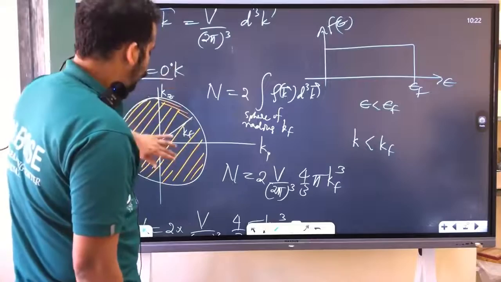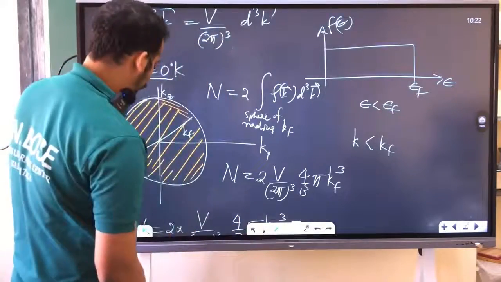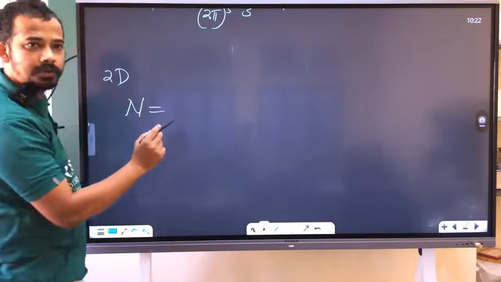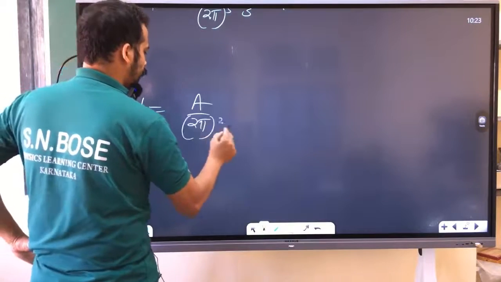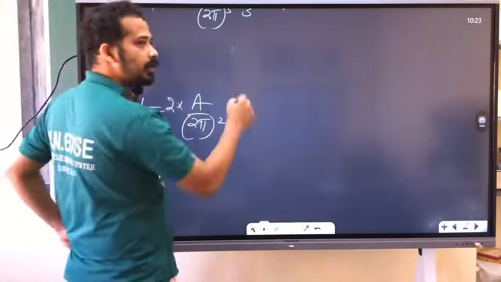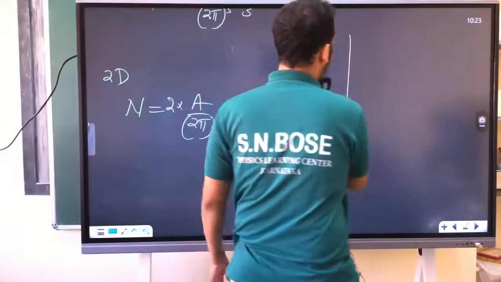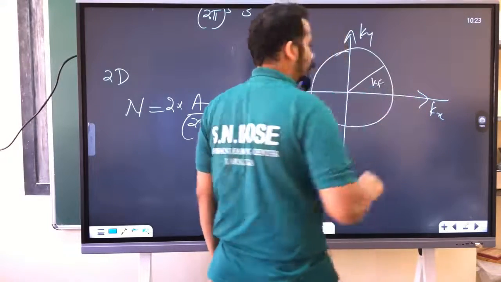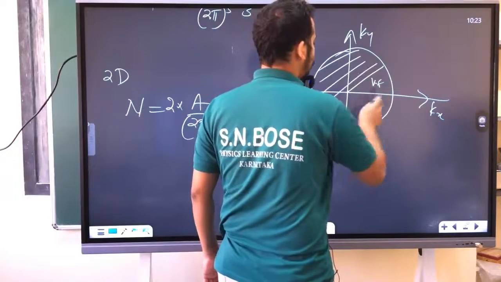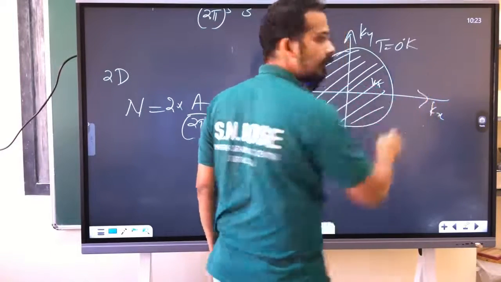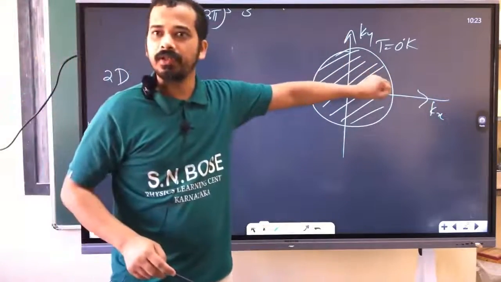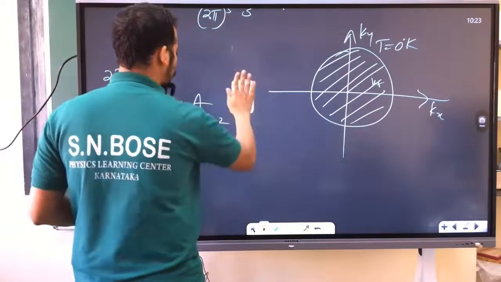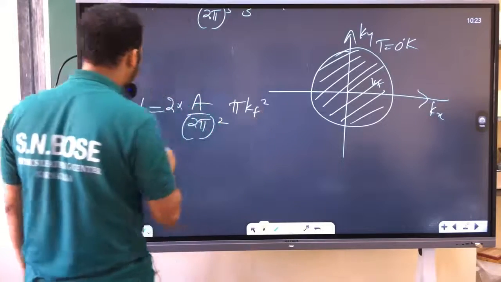Now, in case of 2 dimensions, how do you do it? In 2D, the same thing: the number of particles is equal to area by (2π) the whole square, factor 2 if it is electron, times the integral of d square k within a Fermi disk. If I take kx and ky, you have a disk of radius kf, and all the states within that are completely filled at T equal to 0 Kelvin. Counting the number of states within that is nothing but counting the number of particles, taking care of spin degeneracy. What is the area? π kf square. You got this expression directly.